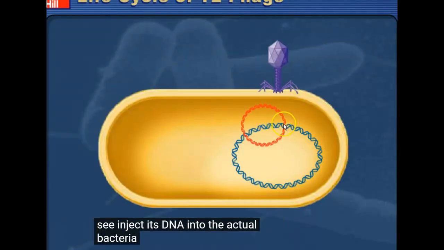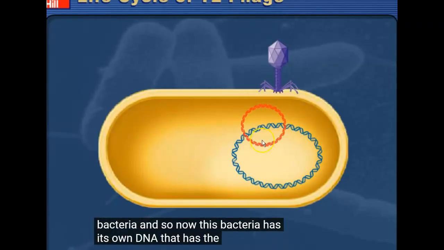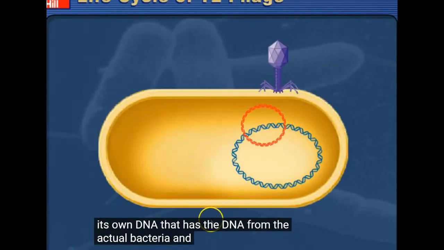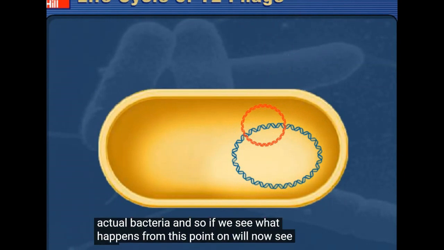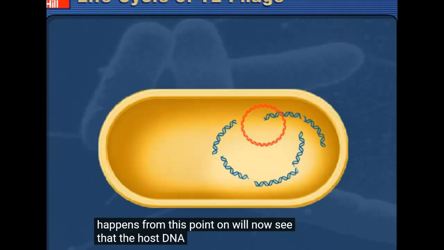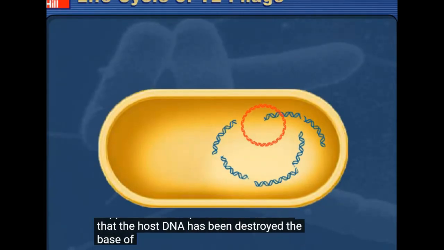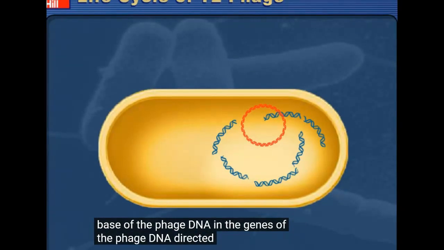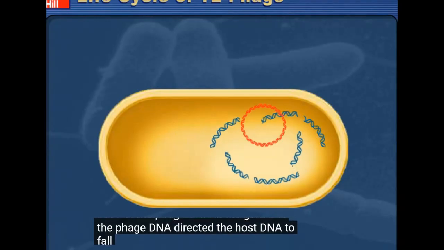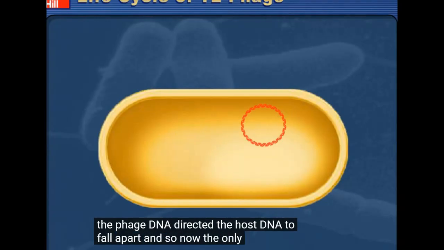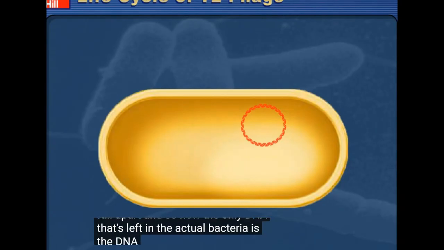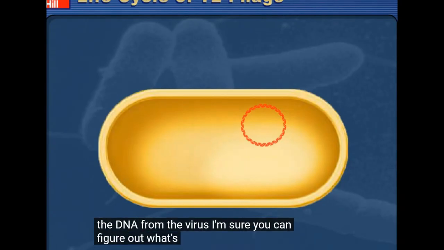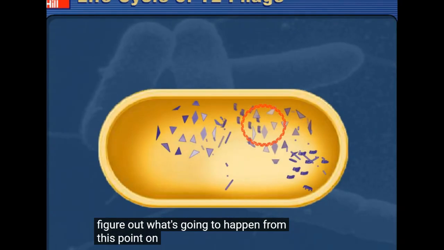into the actual bacteria. And so now this bacteria has its own DNA plus the DNA from the virus. And if we see what happens from this point on, we'll see that the host DNA has been destroyed. The genes of the phage DNA directed the host DNA to fall apart. And so now the only DNA that's left in the bacteria is the DNA from the virus. And I'm sure you can figure out what's going to happen from this point on.